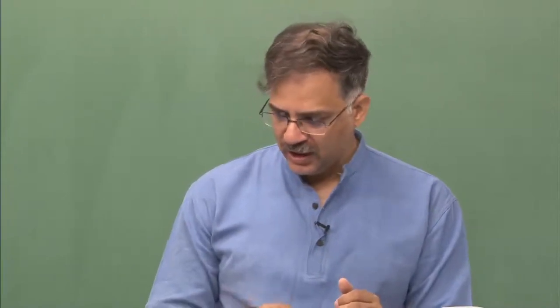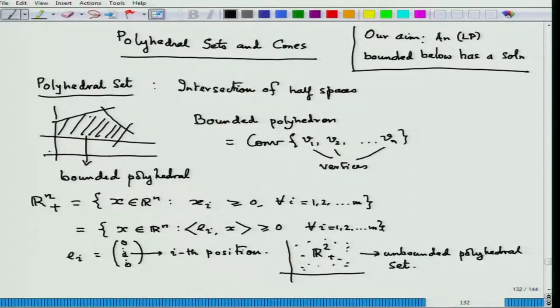A polyhedral set is the intersection of half spaces, and it could be bounded or unbounded. It is bounded, for example, here. Any bounded polyhedral set, which is also called a polytope, can be written as a convex hull of its vertices. So, you have V1, V2, V3, V4, V5. In this case, this is a convex hull of these 5 vertices. But there could be unbounded polyhedral sets too, which have a vertex, but the whole thing is not a convex hull of this vertex naturally. For example, Rn plus is an unbounded polyhedral set.